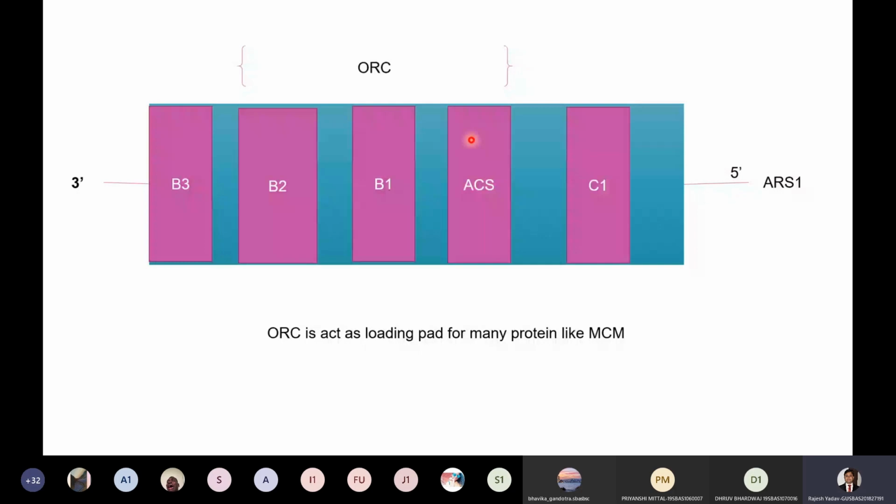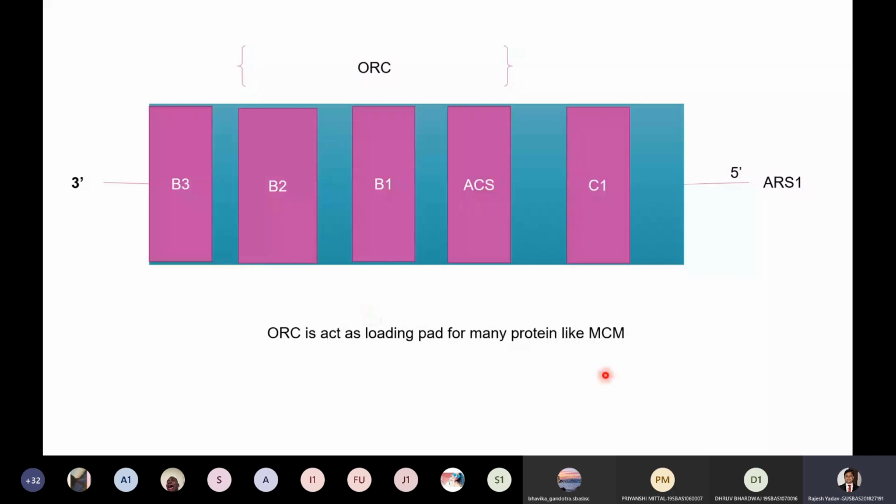Why is it important? Because all the proteins will bind to this region, B1, B2 and ACS. The initiating protein in replication is the MCM protein, the mini chromosome maintenance protein. The origin recognition complex acts as a loading pad for many proteins like MCM. That means this portion is responsible for the binding of all the initiating factors, all the proteins which start the replication. Here I have shown one example, the MCM protein. When the MCM protein binds with this ORC region, replication will start.